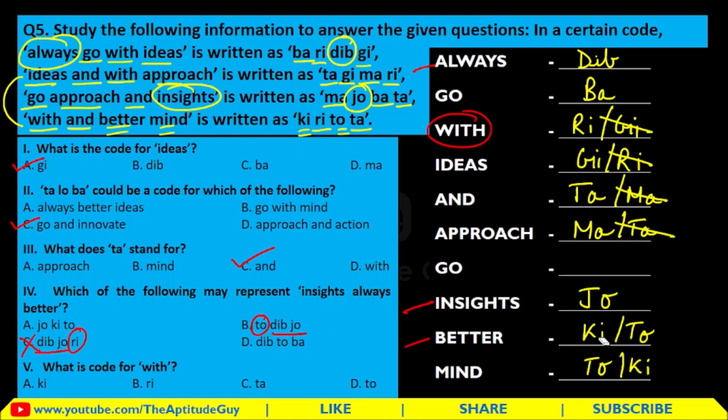To, yes, maybe. Because they have told insights always better. Better, to could be the code for better. Yes. That is why maybe. Answer is option B. What is the code for with? With is re. Answer is option B. So the answers are A, C, C, B, B.